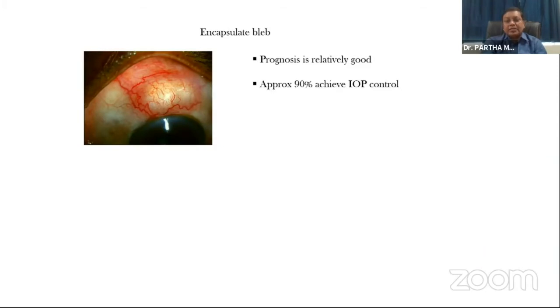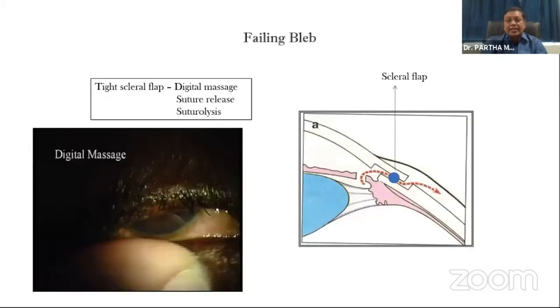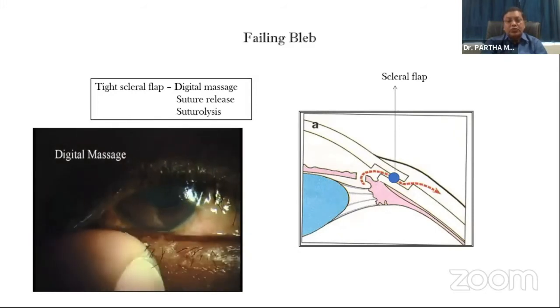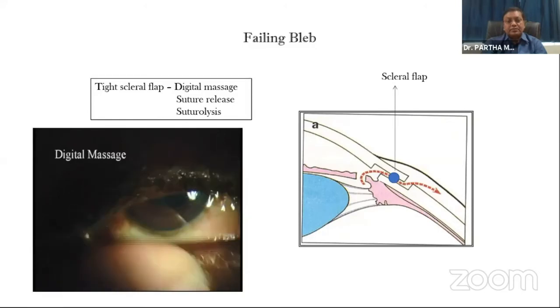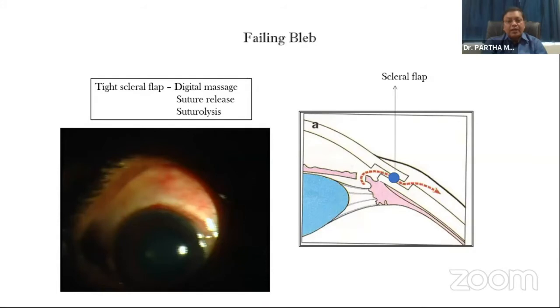Approximately 90% achieve intraocular pressure control with medications, and medical management is aqueous suppression, as I told you. Surgical management is sometimes needed, such as bleb needling with incision onto the fibrous wall. At the edge of the scleral flap, if the scleral flap is tight, you can do digital massage. It can be through the lower eyelid, or it can be through the upper eyelid.